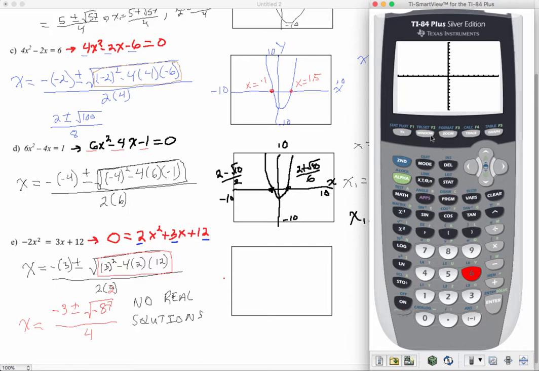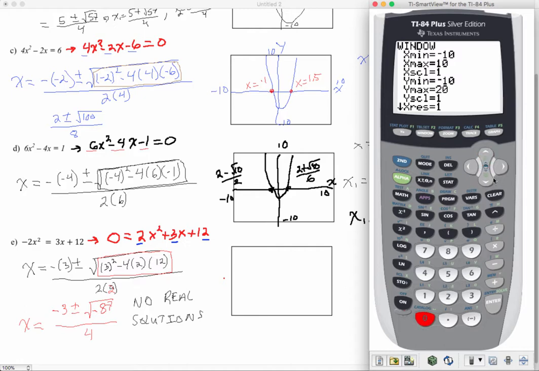So let's go back into our window and move up the y max a bit so that we can see at least that vertical intercept. I'm going to just put a 20 in there, and then let's make the scale 5 and hit graph. And yep, there we go. That's good visual evidence that there are no real solutions, because the number of times it crosses the x-axis is the number of zeros you have. We have no zeros here.